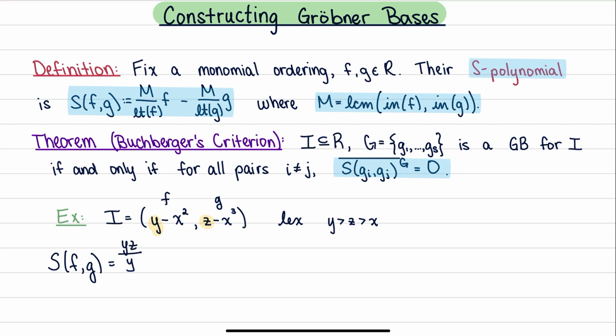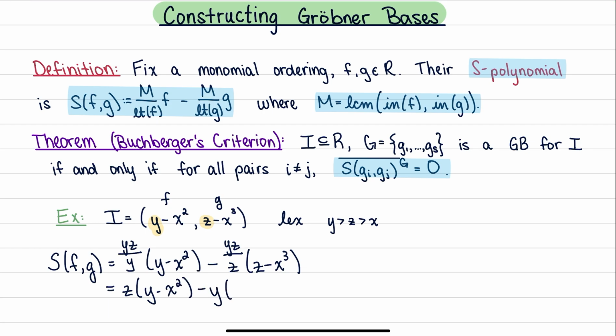So I'm going to take yz and then divide by y, the initial or the leading term of f. In this case, the leading term and the initial term are the same because they're monic. I'm going to multiply that by f and then subtract, put yz up here again, but this time divide by z, multiply by g, and then let's see what I get. So as promised, we have nice canceling happening, so we don't have any rational functions. We've got z times f minus y times g.